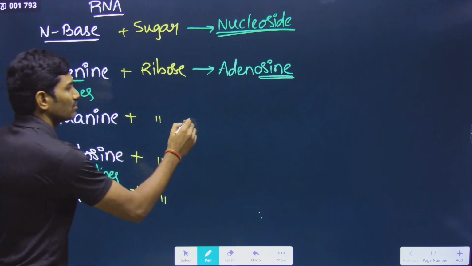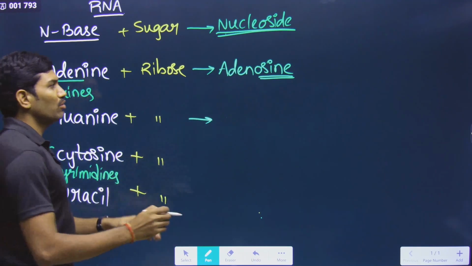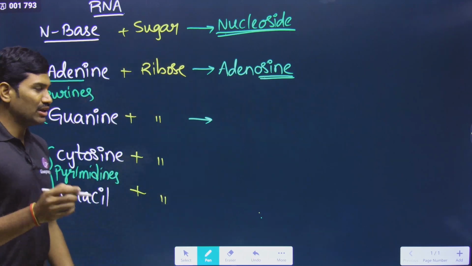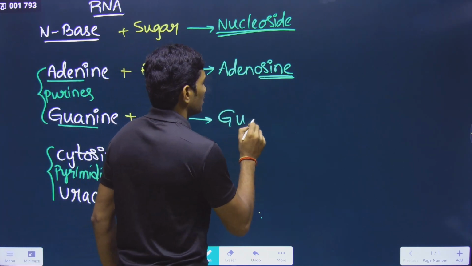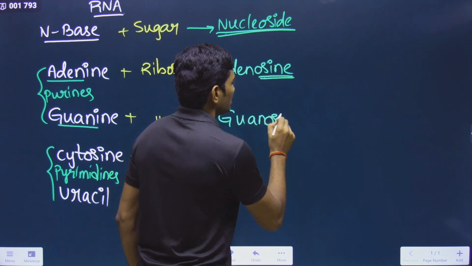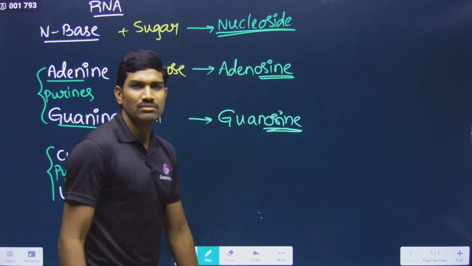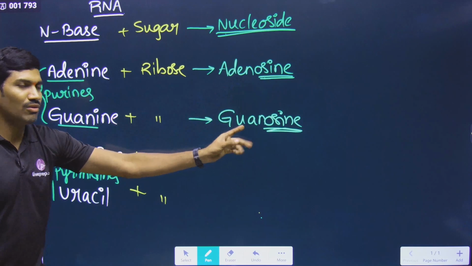Come back to the second one. Guanine plus ribose. This is also a purine, right? For both the purines, osine will come at the end. Now can you guess what is the name here? Guanosine. It is guan and osine at the end. So that's why adenosine here, guanosine here.